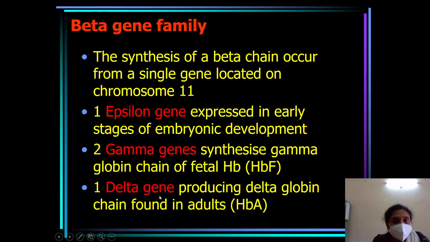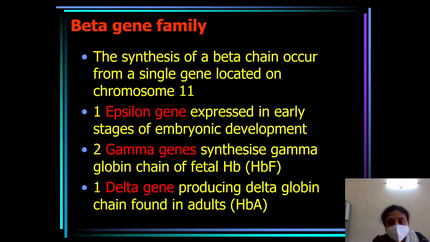And the delta gene is also producing the delta globin chain found in adults. Okay, adult hemoglobin A2 is composed of 2 alpha and 2 delta. So that delta gene is located on chromosome number 11. Fetal hemoglobin is composed of 2 alpha and 2 gamma.